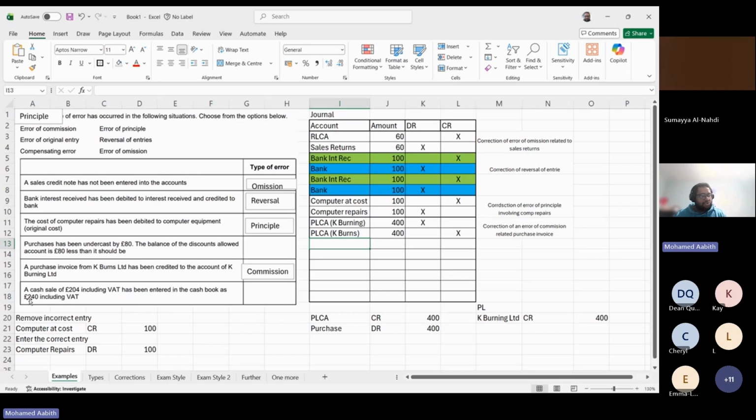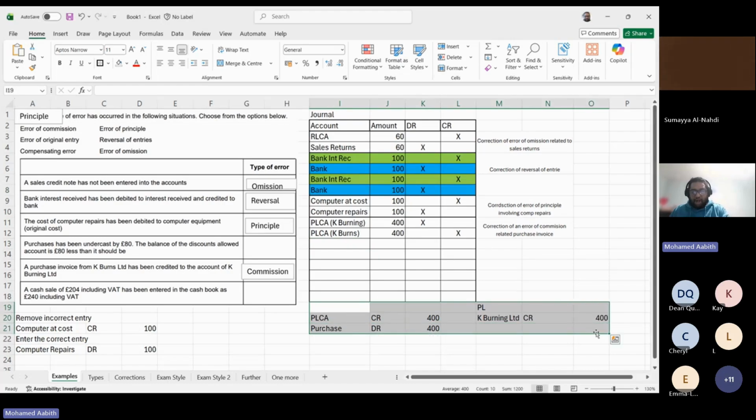Next one: we have a cash sale of £204 including VAT that has been entered into the cash book as £240 including VAT. So what happened here in this scenario? We put an incorrect amount. We may have used the right accounts, but when we did that in the cash book, we entered it as £240 including the VAT. So there could be multiple accounts involved here now. So how am I going to correct it?